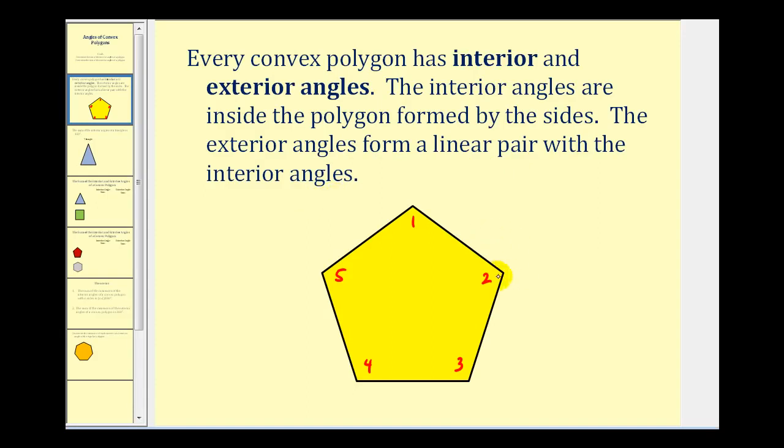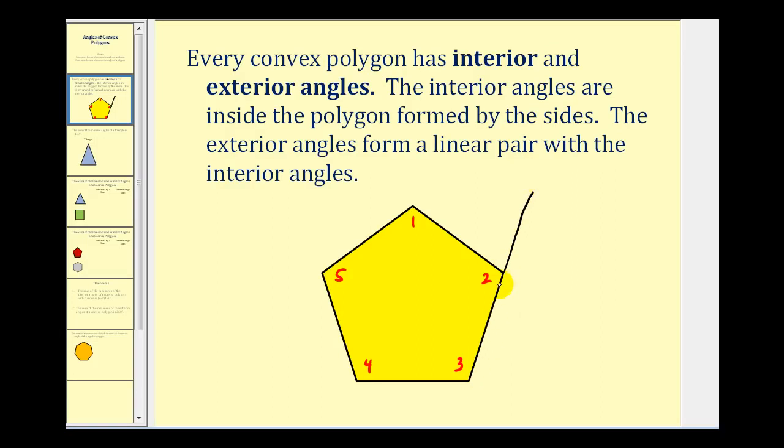So if we look at angle 2 for a moment, we can either extend this side here to form the exterior angle, or we can extend this side here to form the exterior angle. It doesn't matter which side we extend to form our linear pair. Let's go ahead and extend this side here.